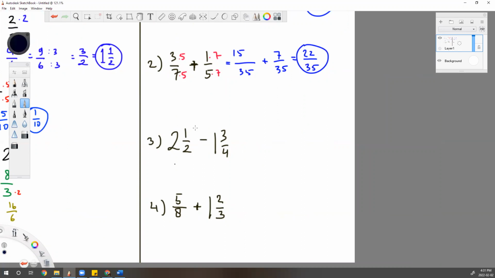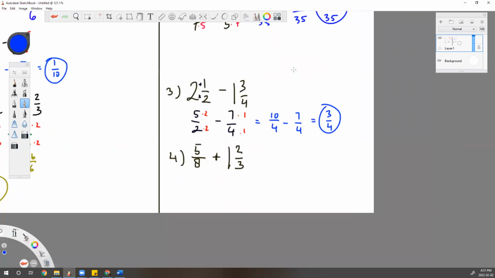Now for number 3, you need to change this mixed fraction into an improper fraction. 2 times 2 plus 1, 4 plus 1, 5, so 5 over 2. Subtract 4 times 1 is 4, 4 plus 3, 7, so 7 out of 4. Then look at the common denominator, 2 and 4. You don't have to do both, just one. 2 becomes 4, and you multiply by 2 on top, giving 10 over 4, subtract 7 over 4. The answer is 3 out of 4. That's it.